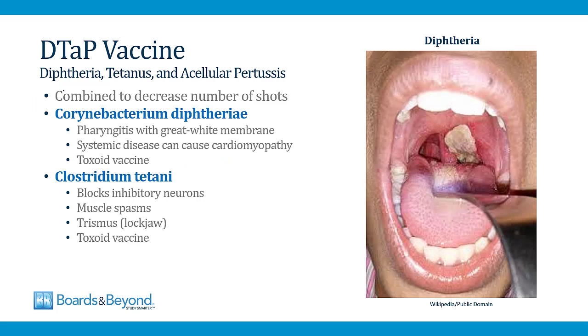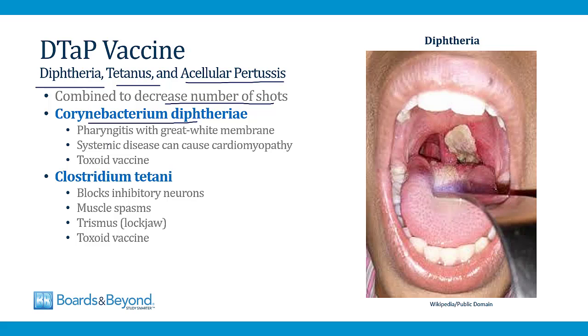The DTP vaccine stands for diphtheria, tetanus, and acellular pertussis. And just like the MMR vaccine that we talked about before, this vaccine combines elements to decrease the number of shots. The vaccination schedule for diphtheria, tetanus, and pertussis is the same, so the vaccine elements for all 3 are combined into 1 shot. Corynebacterium diphtheriae is what causes diphtheria.